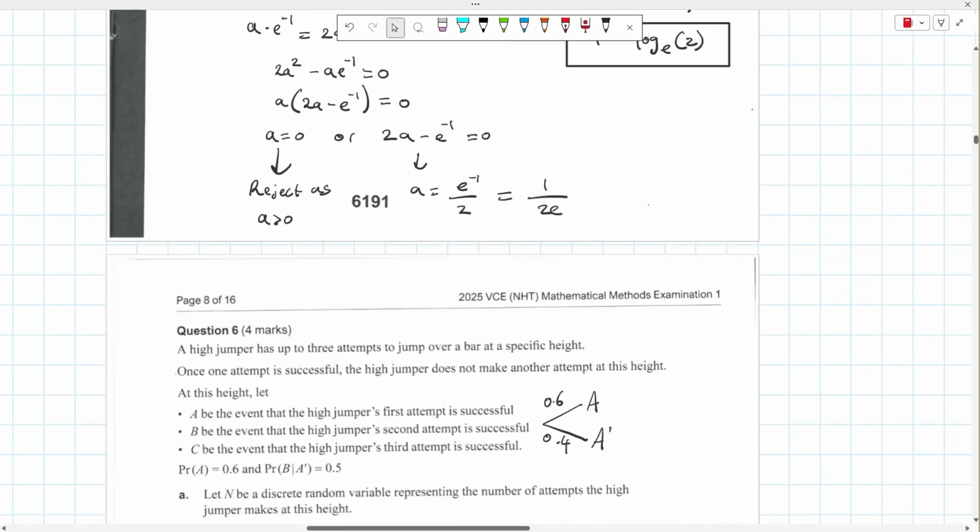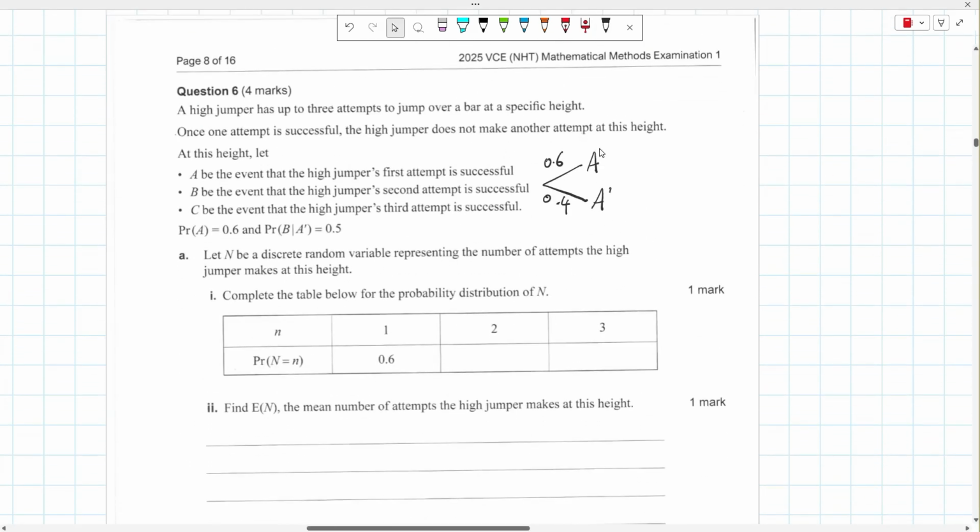Okay, but the thing is, if he makes the first attempt, right? The first attempt is successful, he won't jump anymore. So the tree diagram on that side kind of just stops, right? But if he fails on the first one, then it continues on. After that, he could have the second attempt be successful or it not be successful.